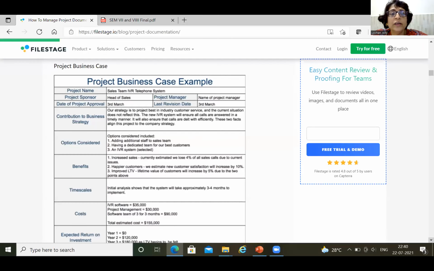So the next part, you look into how the formats are prepared, like project documentation. This is a case which talks about how the project business case is prepared: what is the project name, the project sponsor, who has done the requirement, who is the project manager, what is the date of approval of the project, the last revision date, the contribution to the business strategy, options considered, the benefits that you are expected to achieve, the time scales, the cost, the expected return on investment.